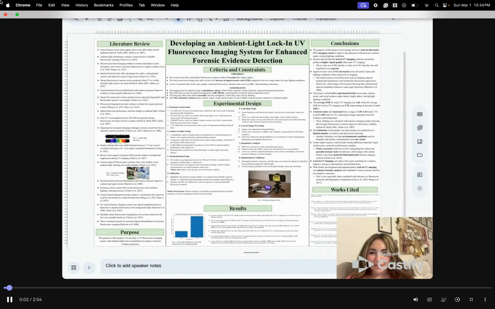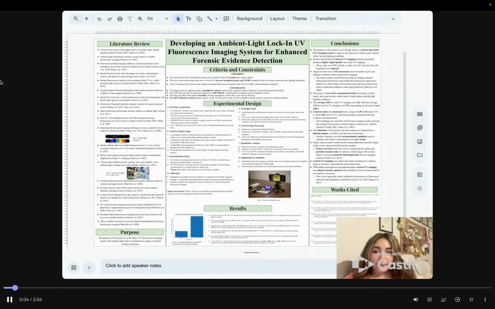Hi, my name is Emma, and my project is called Developing an Ambient Light Lock-in UV Fluorescence Imaging System for Enhanced Forensic Evidence Detection. Basically, I wanted to solve a real forensic problem.